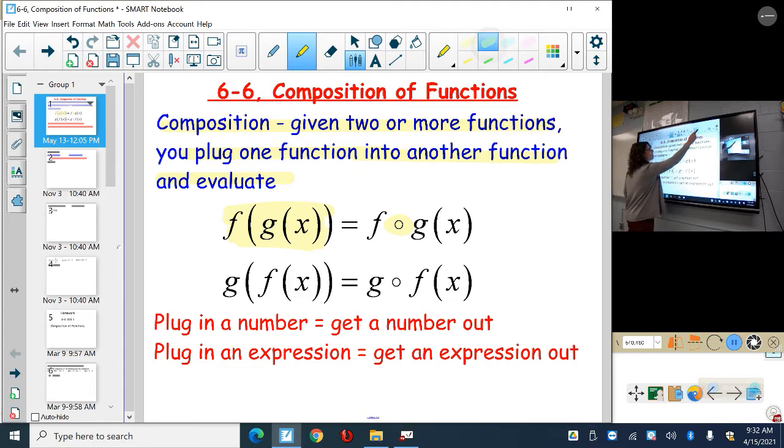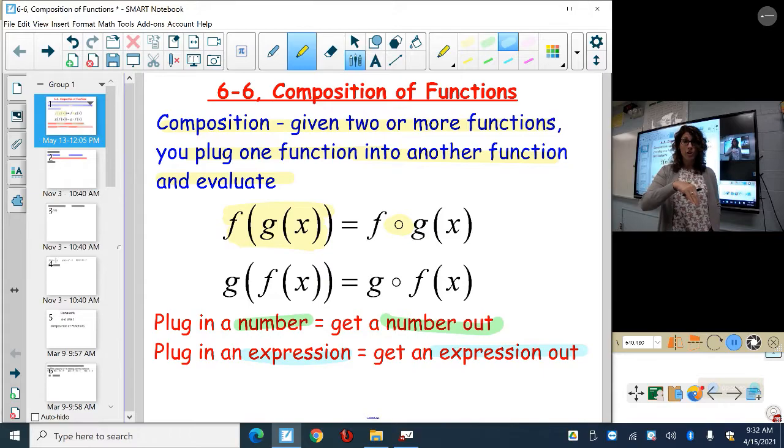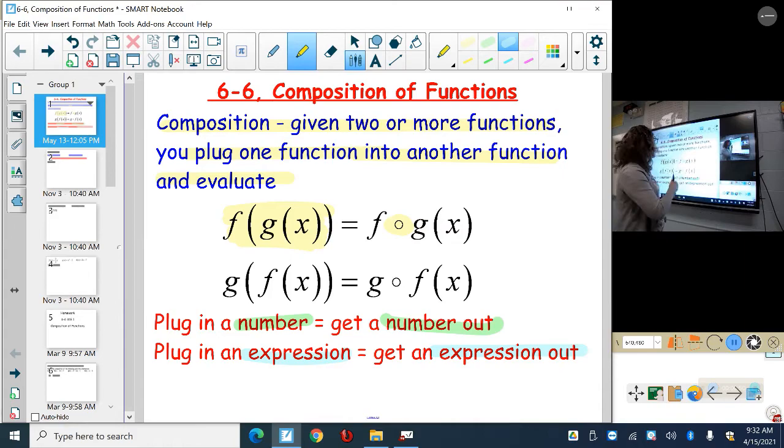Now, this is what I need your brain to understand. If I plug a number in, I'm going to get a number out. If I plug an expression in, I'm going to get an expression out. So if I plug one number into another function, I'm going to calculate that out and get a number out. If I plug an expression in there, x plus 2 or x minus 2 or 5x plus 10, I'm going to get an expression out that has a variable in it as well.